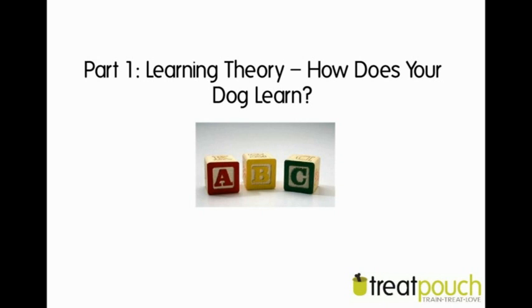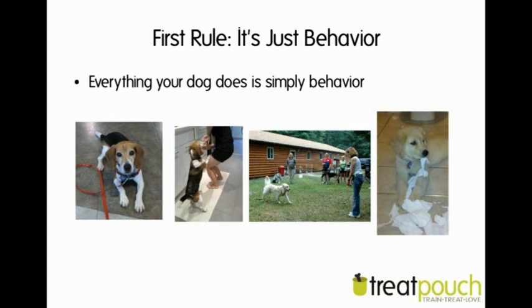Part 1. Learning theory. How does your dog learn? The first rule we introduce is everything your dog does is just simply behavior. A dog paying attention to their owner, or a dog jumping all over house guests, a dog coming when called, or a dog tearing up toilet paper. Good or bad, cute or annoying, it's all just behavior.